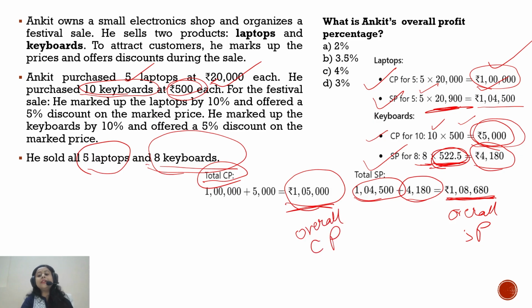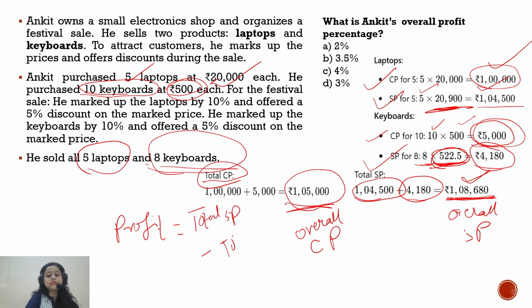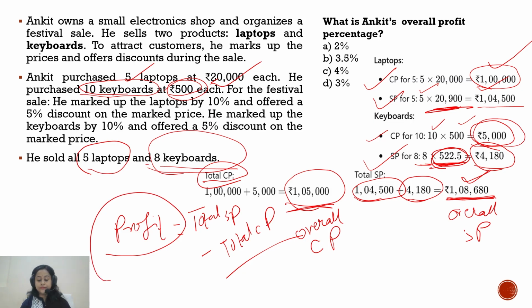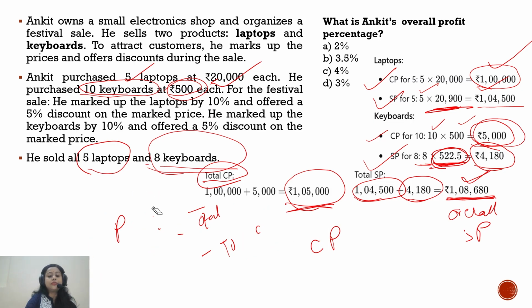So this is my overall selling price and this is my overall cost price. You can clearly see that selling price is higher, so obviously he has earned some profit. Now what will be the profit amount? Profit amount will be total selling price minus total cost price. Always, if you subtract cost price from selling price, you will get profit, right? So let us see what is the profit percentage and what is the profit amount.